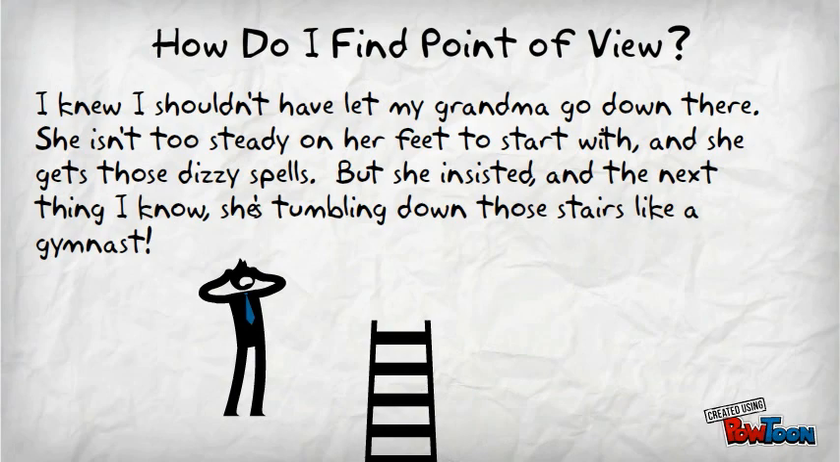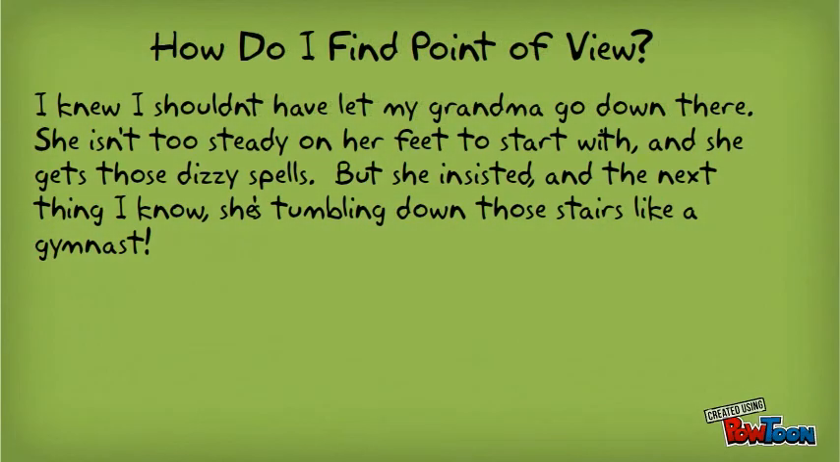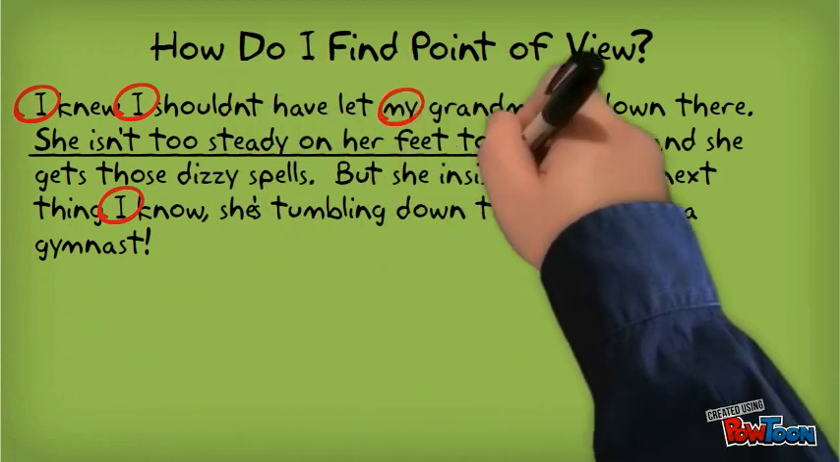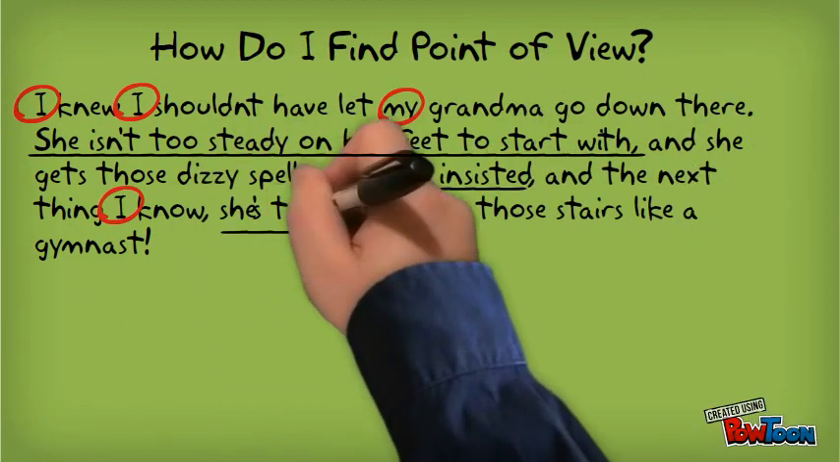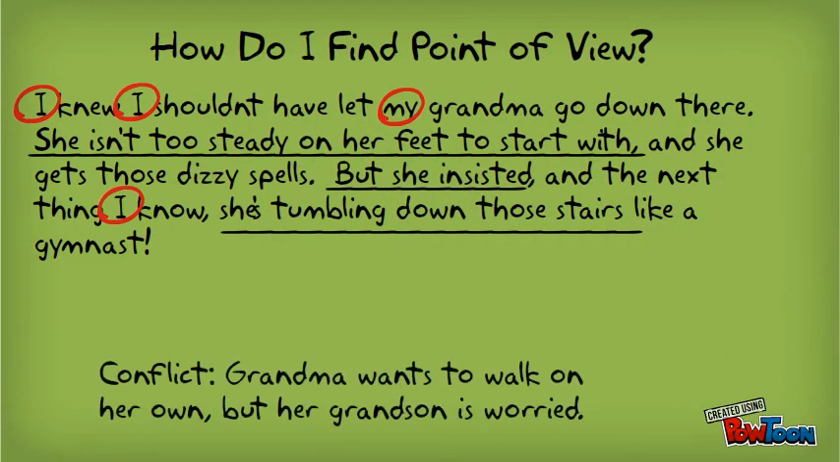To help us identify the narrator and some plot elements, we want to code the story. To start, we identify the pronouns used. Here we see the pronoun I. This immediately tells us that the story is in first-person point of view. Then we look at plot elements, like she's not steady on her feet, she insisted, she's tumbling down those stairs, and from this we learn the conflict.